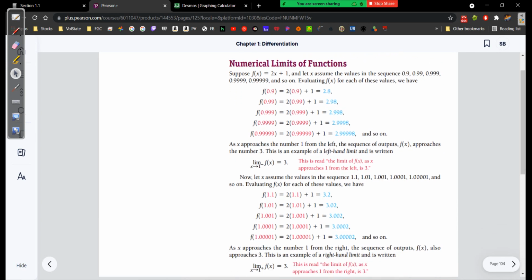So far in the previous examples, we talked about how we write the notation as we approach some number. Now we're going to be talking about the limits of a function, which is basically the crux of chapter 1, section 1. Starting from the top, let's suppose we have some function f of x equal to 2x plus 1. That's a nice, easy function. Where have those been all our lives, right? And let x assume the values in the sequence 0.9, 0.99, 0.999, and so on.